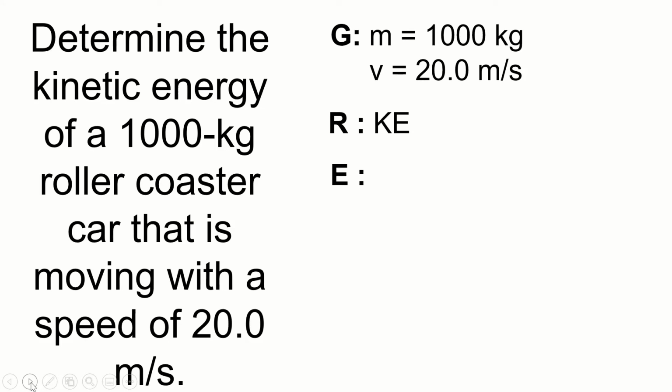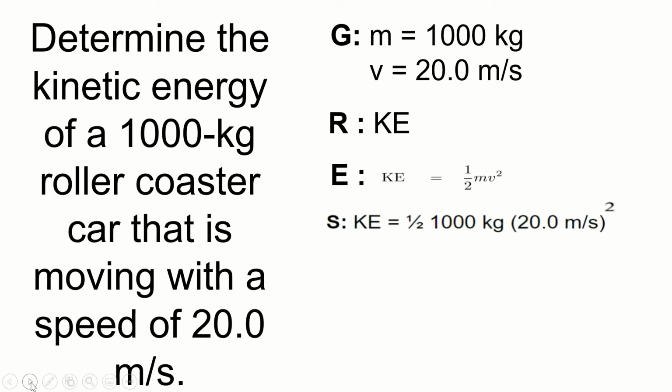Ang equation na gagamitin natin or formula para makuha natin ang value ng kinetic energy ay KE or kinetic energy is equal to 1/2 mass times velocity squared. And for the solution, ang gagawin lang natin is substitute natin yung values ng mass at ng velocity. So we have KE is equal to 1/2 times 1,000 times 20.0 meter per second squared.